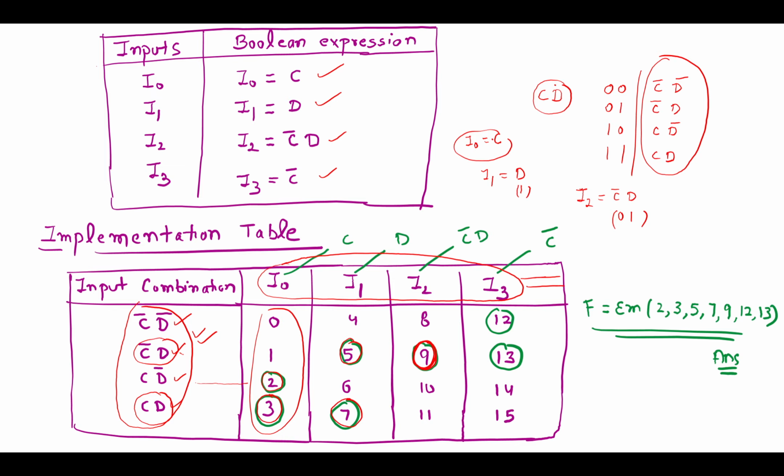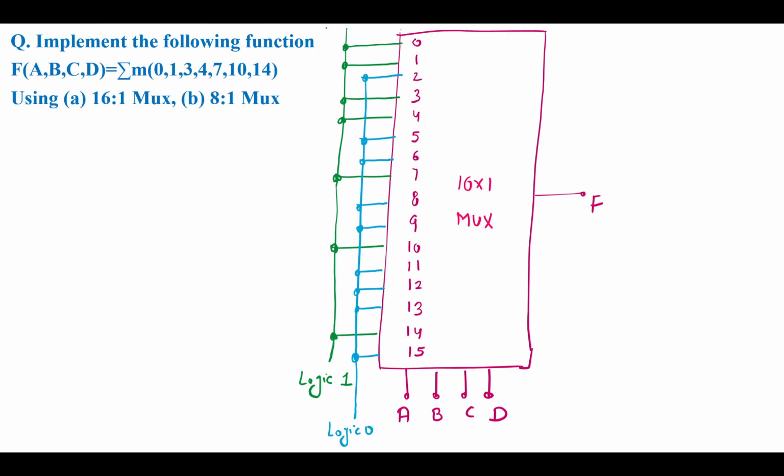Now the last expression, I3. So I3 is C bar. C bar is possible in two cases. So finally, what are the minterms? You just circle here, the same thing you write in the SOP. So these are the minterms, and this is the final answer of this question. So this problem is based on the multiplexer.